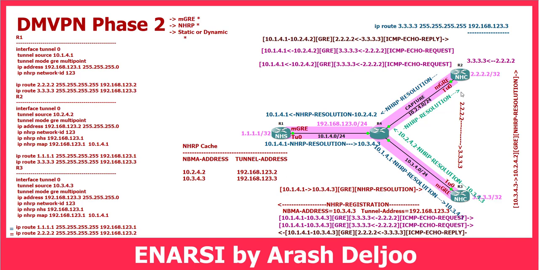All right, until now we have learned about DMVPN phase 2, what is happening and how we can configure it. Also about the routing, we have used static routing. Now let me talk about the configuration of DMVPN phase 2, okay, with dynamic routing. For example, we can start with RIP.